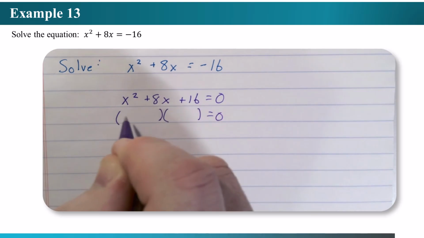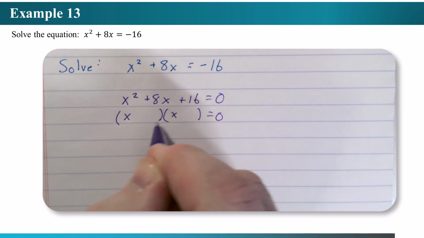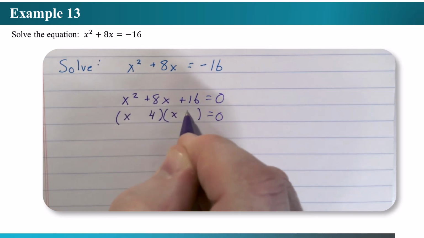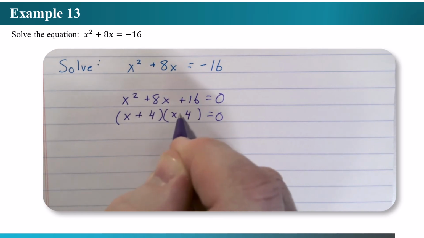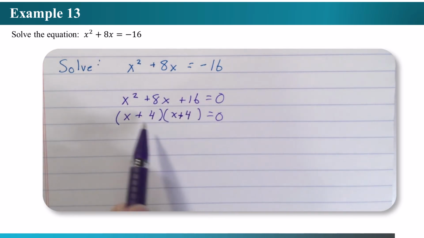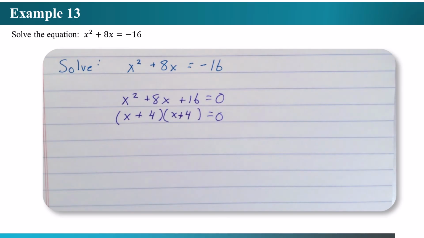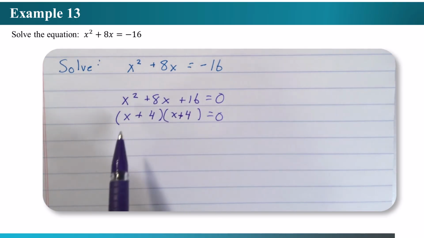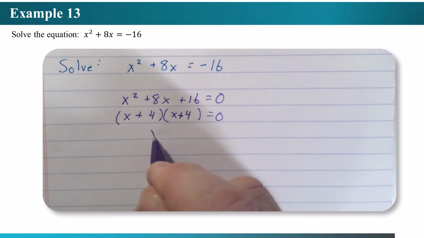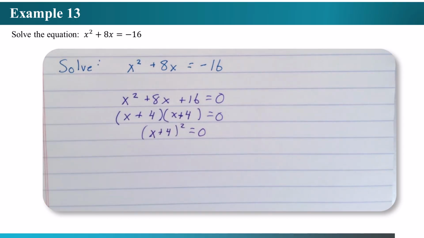So we have x and x. Looks like I have something like maybe 4 and 4 and a plus in both places. Multiply that out, you see that we end up with the original expression right here. Okay, so I've got x plus 4 times x plus 4 equals 0. Or I could write that as x plus 4 quantity squared equals 0.